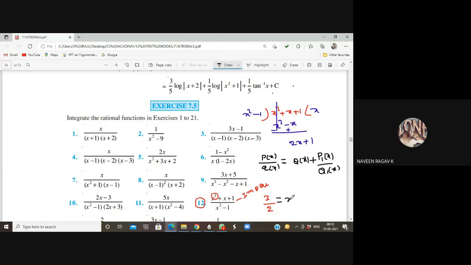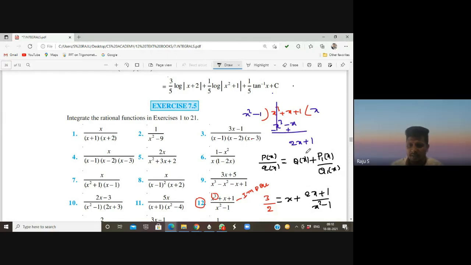x plus 2x plus 1 by x square minus 1. This is the quotient. So here P1 of x, the remainder by the divisor. Okay, the dividend we can divide with the divisor, so we get a quotient. So like that we'll write.